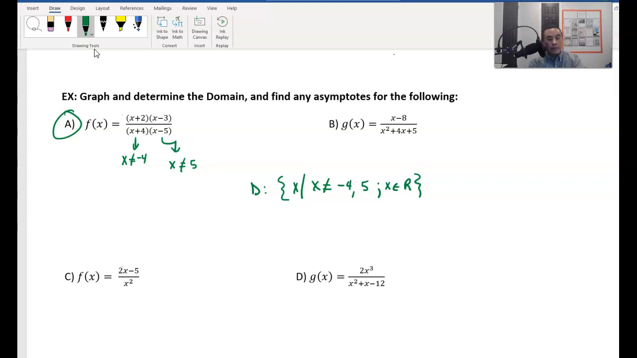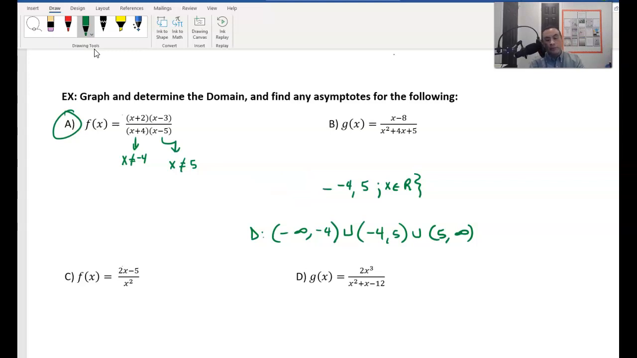If you write it the other way, you would say that it's from negative infinity to negative 4, in union with negative 4 to 5, in union with 5 to infinity. That basically says the same thing: it can be any number from negative infinity all the way up to negative 4, then it stops. After negative 4, it continues until 5, then it stops. Then after 5, it continues to infinity. So you can write it either one of these two ways.